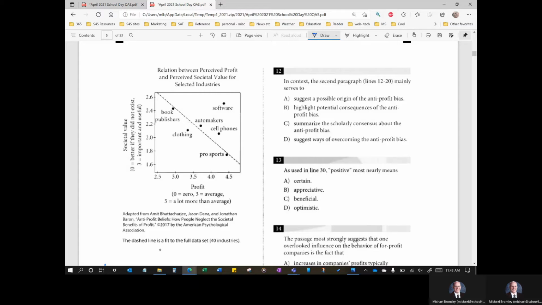Got this chart adapted from, this is from the same author, so it's going to support the text here. The dashed line is to fit the full data set, 40 industries, whatever that means. So the more profitable relation with perceived profit, perceived social value. So social value, better if they did not exist. Oh my Lord. So a zero means better if they didn't exist. And then this is the perceived profit, a lot more than average. Okay, so all right, we can anticipate this a little bit later.